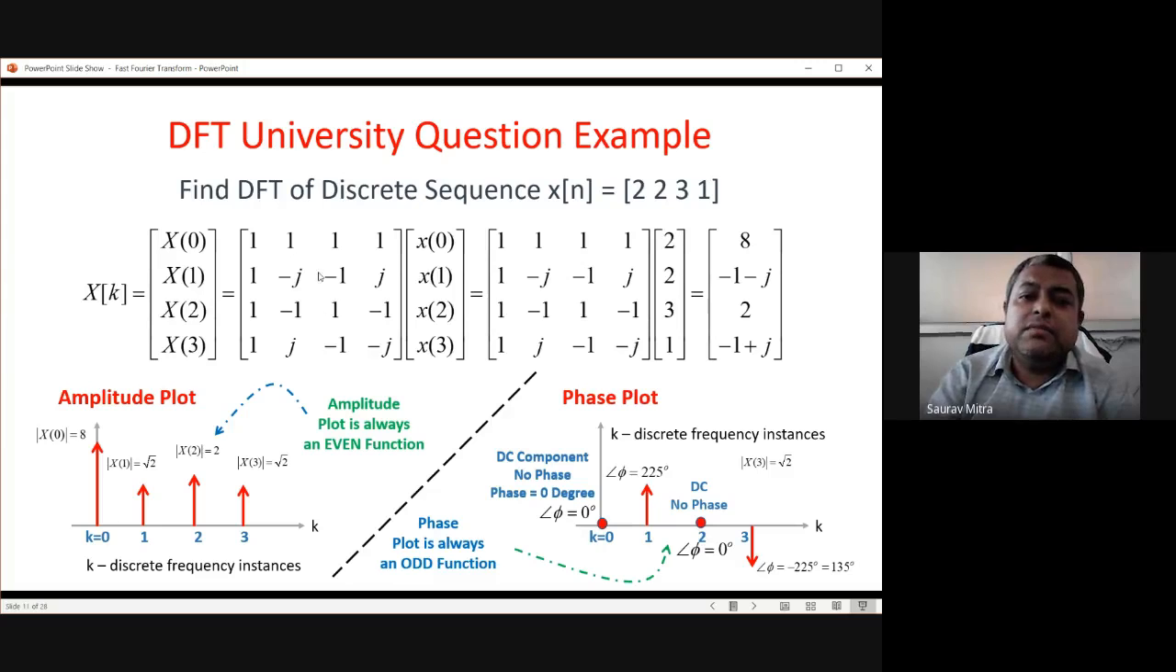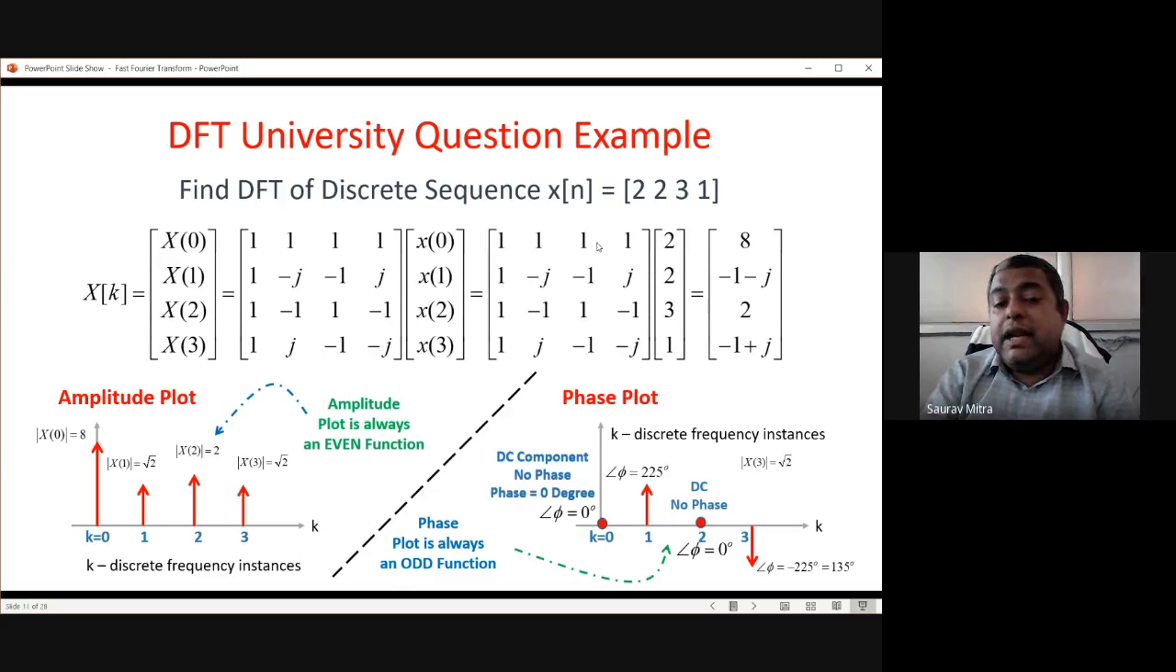So this is the algorithm, or this is the twiddle factor matrix, or the transform matrix. In that case, multiply by 2 2 3 1. So don't make a mistake here. So this is x0, small x1, small x2, and small x3. Write like this: 2 2 3 1.